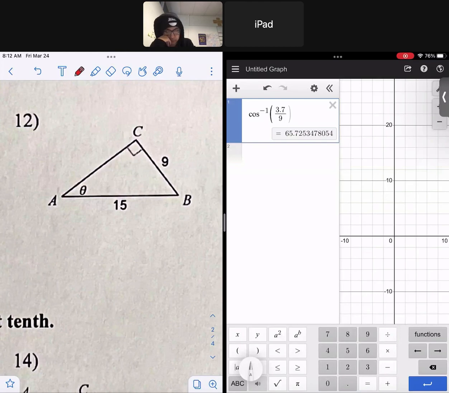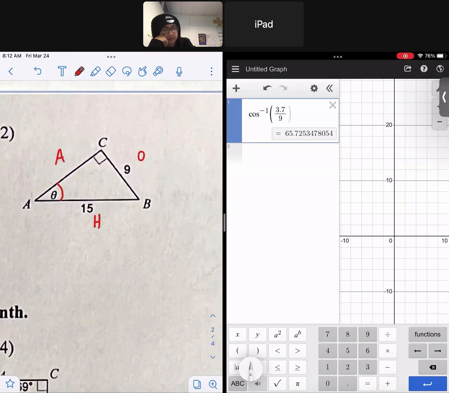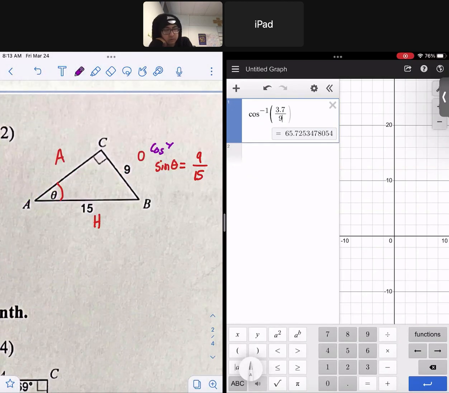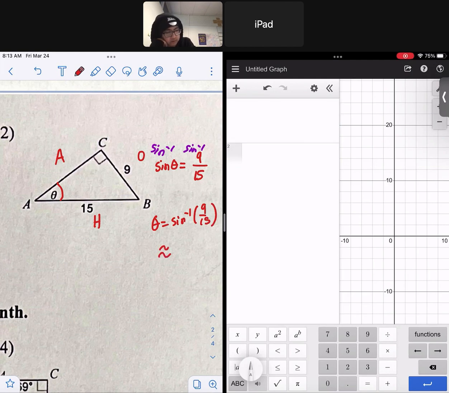Number 12. So in the perspective of this angle, opposite, this is the hypotenuse, that's adjacent, so we're definitely going to be using sine. Sine theta equals opposite over hypotenuse. Now we need to isolate our theta, so, not cosine inverse, sine inverse to both sides. So theta is going to equal sine inverse of 9 over 15. And if we put that in our calculator, sine inverse of 9 divided by 15, which is 36.9 degrees.